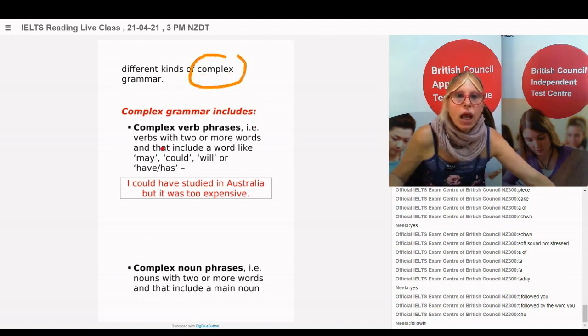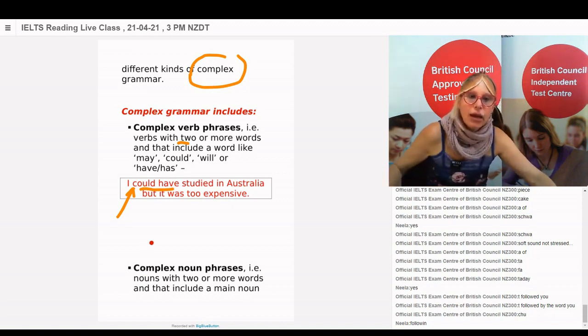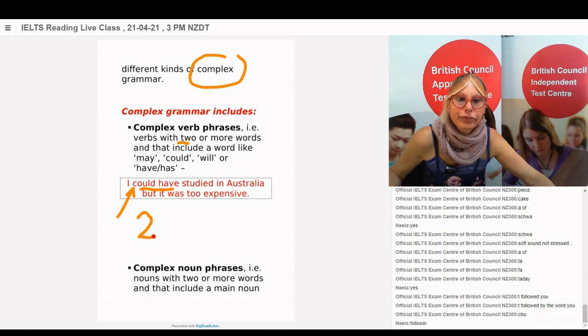Complex grammar includes complex verb phrases. For example, verbs with two or more words, and that include a word like may, could, will, or have, or has. So for example, I could have studied in Australia, but it was too expensive. So there we've got a modal verb followed by the verb to have. Or you could also say, I should have studied in Australia, or I might have studied in Australia. Something like that, where you've got two verbs together. So that's called a complex verb phrase.